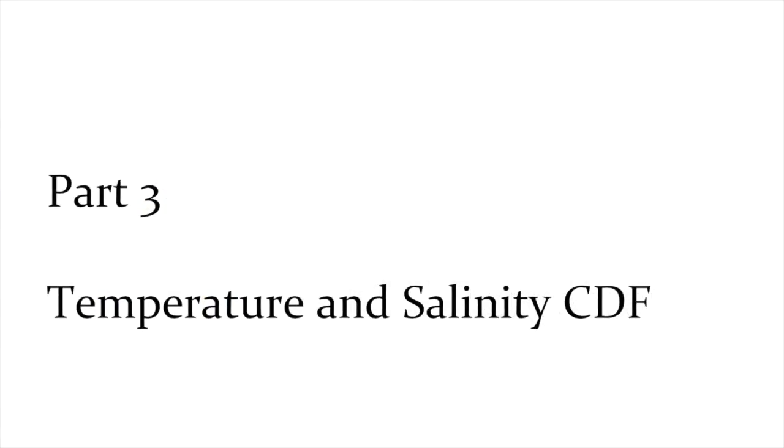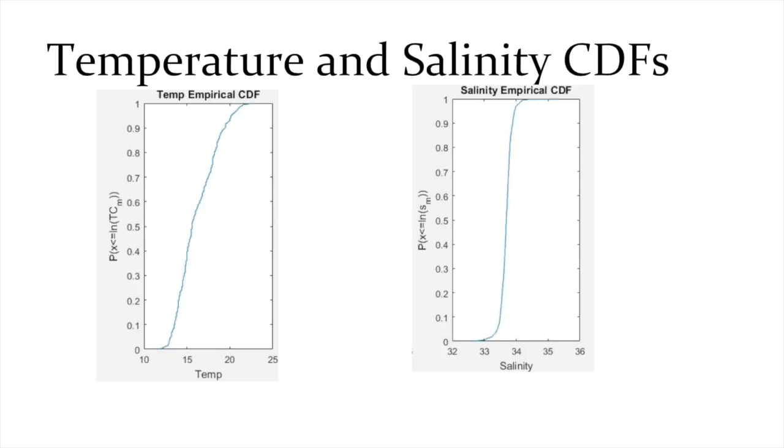In part 3, our task was to take salinity and temperature readings and create CDFs for each. We were also required to test a variety of different probability distributions and compare them to the CDFs we created to see which distribution best fit each set of data. Using MATLAB, we prepared CDFs for temperature and salinity. As you can see right here, this is the temperature empirical CDF we found from the data, and this one was the salinity empirical CDF we found from our data.